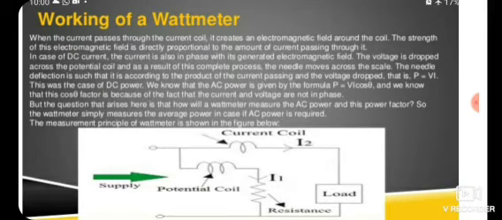The voltage is dropped across the potential coil, and as a result of this complete process, the needle moves across the scale. The needle deflection is according to the product of the current passing and the voltage dropped, that is P equal to VI. This was the case of DC power.